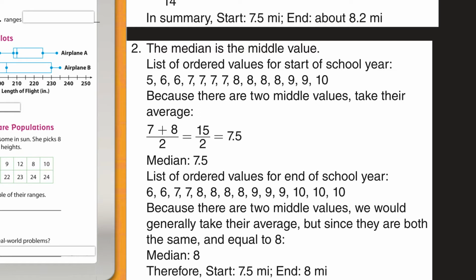And for the end of the school year, here's all the data rearranged from smallest to biggest. Because there are two middle numbers, we would generally take their average, but since they are both the same, it's equal to 8. So 1, 2, 3, 4, 5, 6, 7, 8 in between. You would do the same kind of thing here, but 8 plus 8 divided by 2 is still 8. And therefore, the start median is 7.5, and the end median is 8.